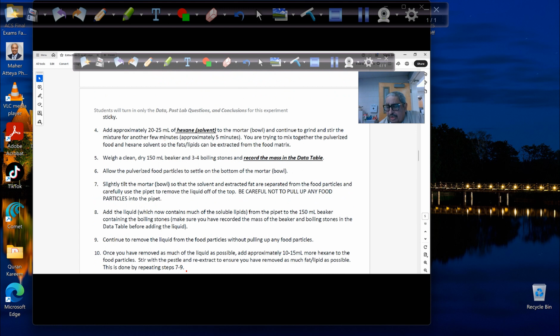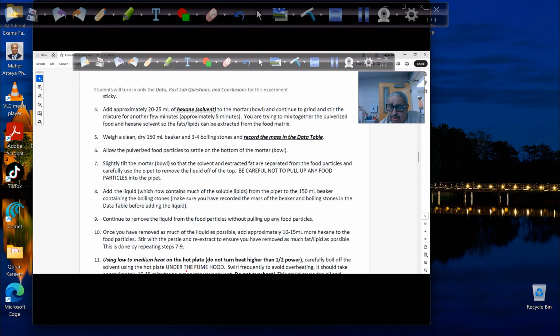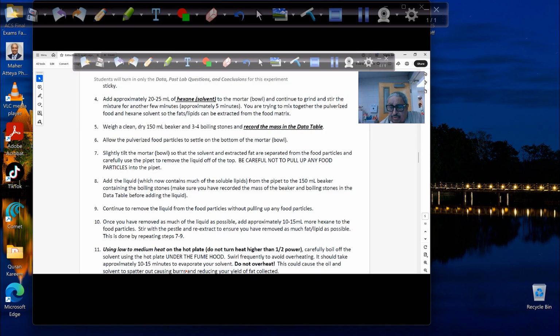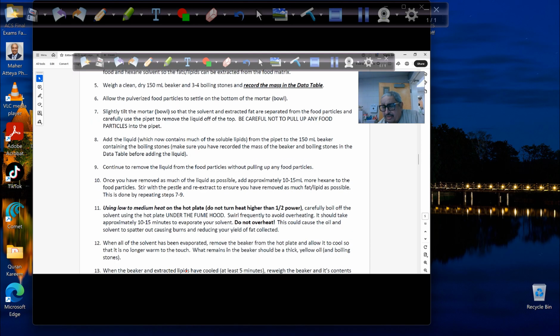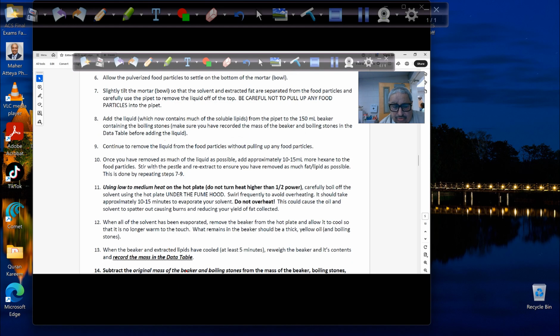Your beaker filled with the lipids and boiling chips, minus the beaker with boiling chips empty, no lipids inside. That will give you the amount of lipids there. And this is all the information here.